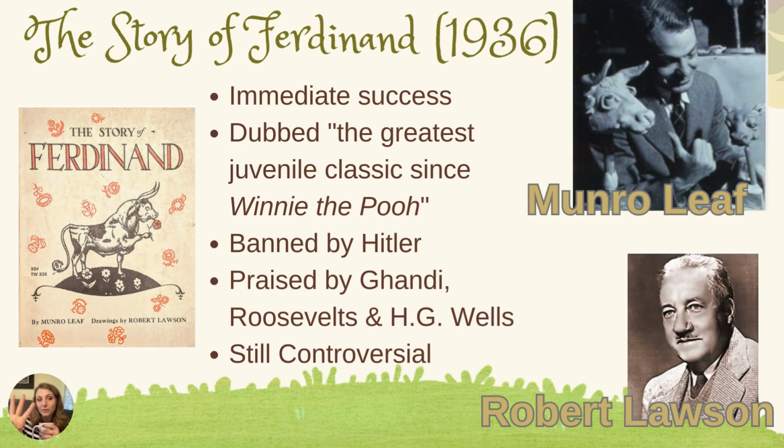Ferdinand the Bull. Let's talk about the four stories we're looking at. Ferdinand the Bull was written in 1936, so we're talking pre-World War II. You've got the author, Monroe Leaf, and the illustrator, Robert Lawson. Monroe Leaf said he wrote the story, though he was already successful as a children's author, because he wanted to give his friend Robert Lawson, who was an illustrator and writer, some work. So that's how it came about.